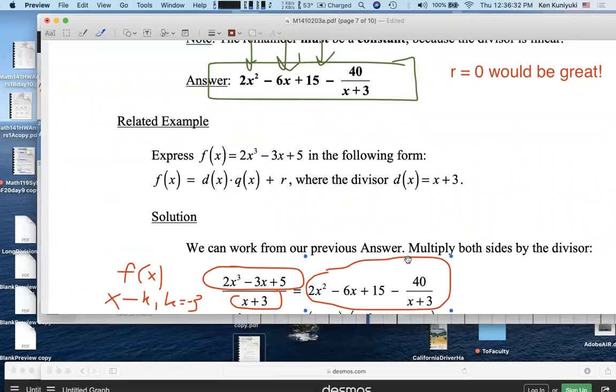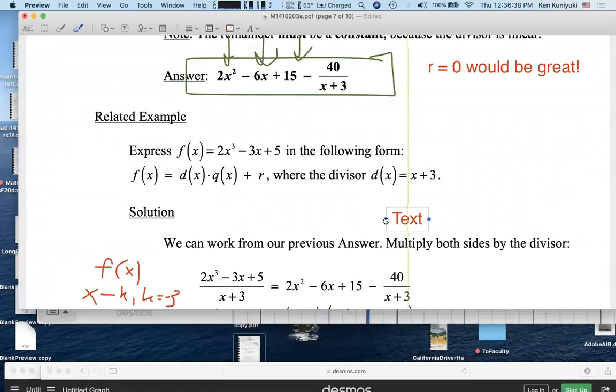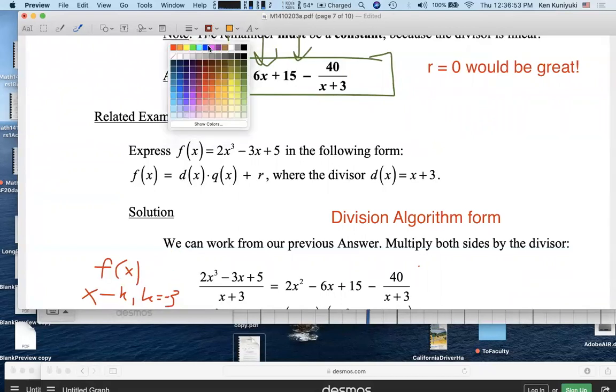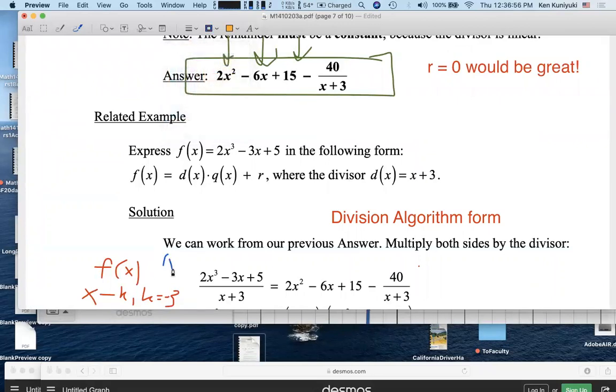Now, what's another thing we can do with this statement? Well, we can also write the corresponding division algorithm form. That's where we multiply both sides by the divisor, x plus 3. So we're going to multiply both sides by x plus 3. I'll do this in purple or blue. Multiply by x plus 3 on the left. And multiply by x plus 3, all of this, multiply all of that by x plus 3 on the right.